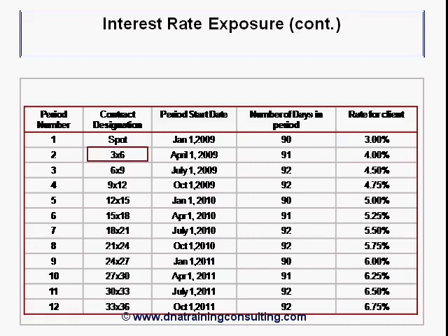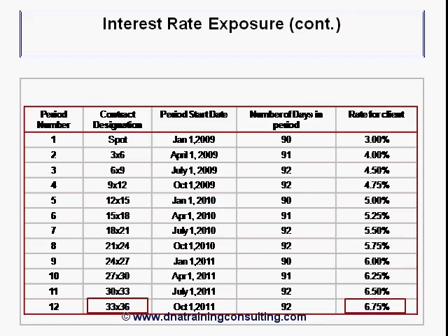The 3x6 FRA appears underneath and is quoted at 4%. The 6x9 FRA is quoted at 4.5%, and so on for all subsequent 3-month periods, out to the 12th period that represents the last quarter of the 3-year loan's life, and whose FRA is quoted at 6.75%.